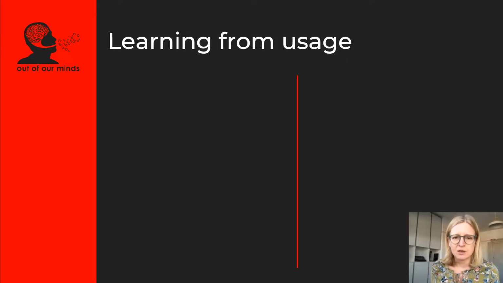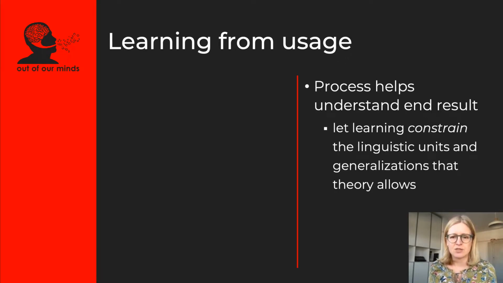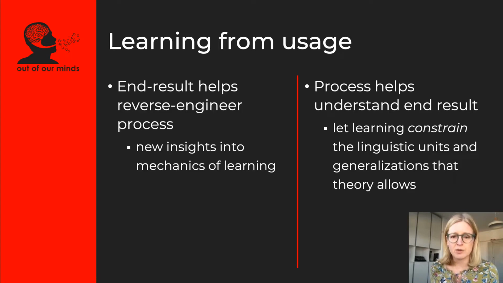So as I said at the start, linguists are in a sense interested in the end result of learning, and psychologists are interested in the process of learning. We think we can fruitfully combine these myopias of psychology and linguistics because the process can help us understand the end result. So if we let learning constrain the linguistic units and generalizations that theory allows, we will have found a natural way to operationalize emergence and stay faithful to human cognition. But the end result also helps us reverse engineer the learning process.